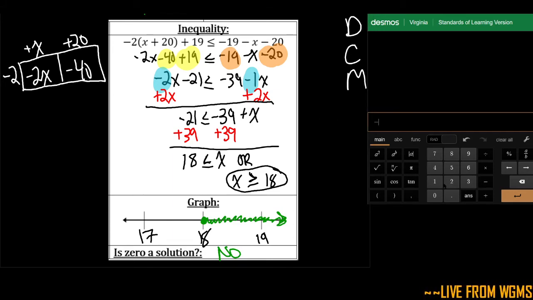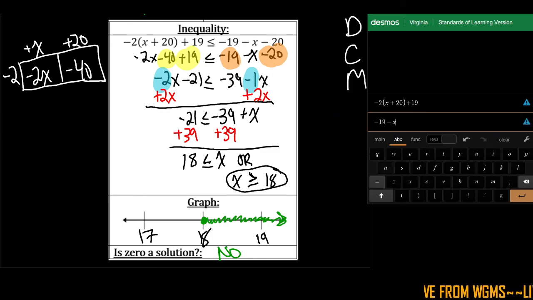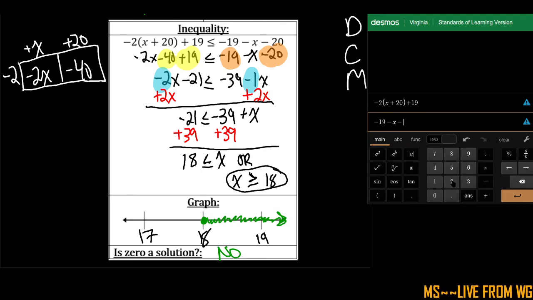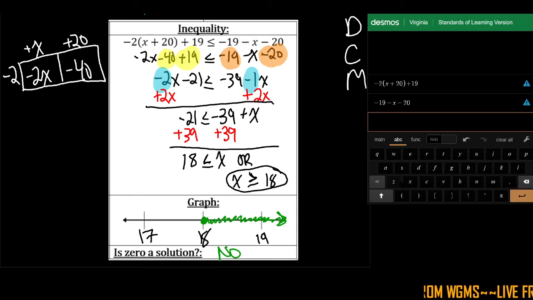So again, when I type it in, I have -2 times the quantity, and I say x plus 20, and then I close the parentheses and I have plus 19, and that's my left side of the inequality. Then on the right side I have -19 minus x, and I have minus 20. So what we're trying to do is we want this first line to be less than or equal to this second line. If that's not true, then we know our answer that we type in is not correct.